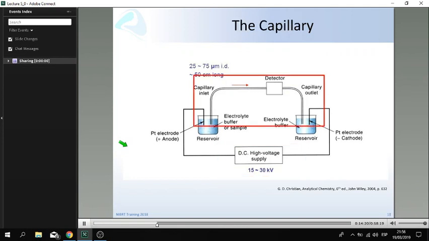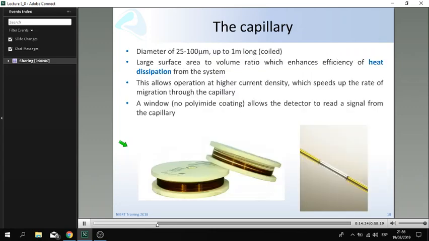Then you need a capillary, so your sample is separated inside the capillary. This capillary can be of different diameter and different length. The diameter can vary between 25 to 100 micrometers, depending again on the analysis you are doing, and it can be really long, you can buy it up to 1 meter long, and you can cut it as you need for your analysis.